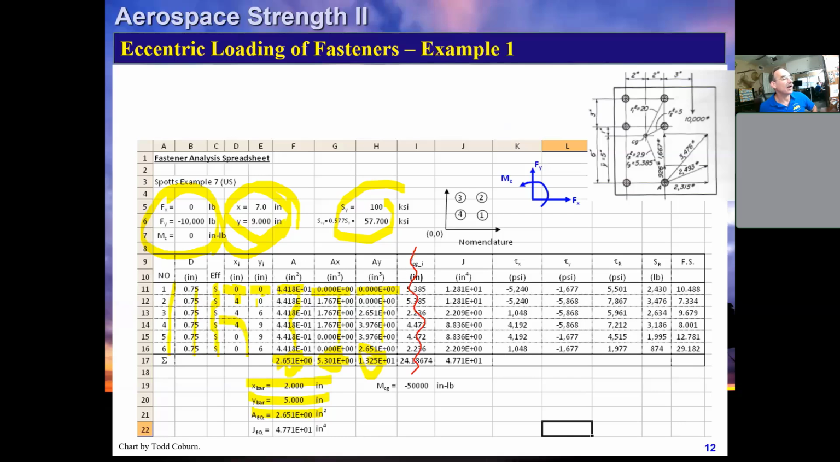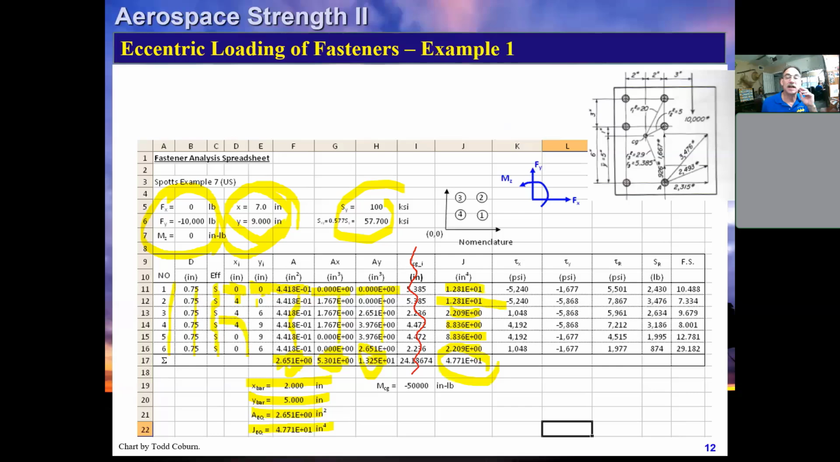We're going to be calculating our components. We can jump straight to our J, which means we're going to multiply the area times the X minus X bar squared plus the Y minus Y bar squared. And that gives us the J of that fastener about the centroid of the pattern. Do it again for each fastener. Sum those up, and that gives us the total torsional resistance of the fastener pattern.